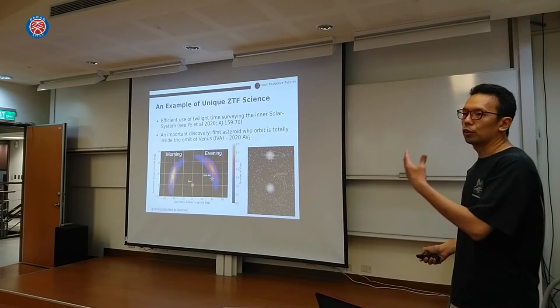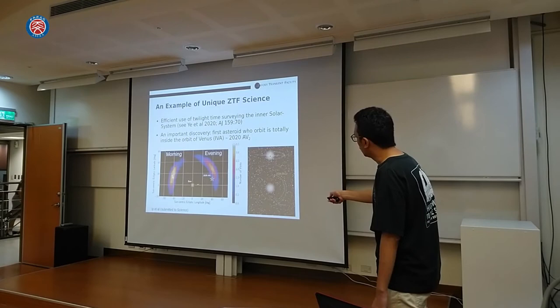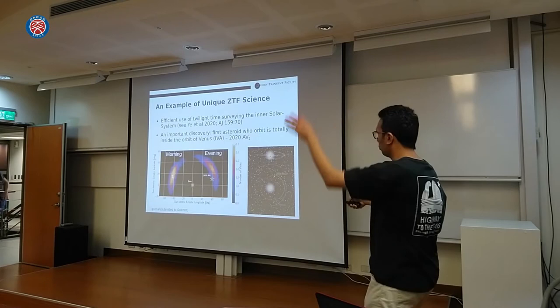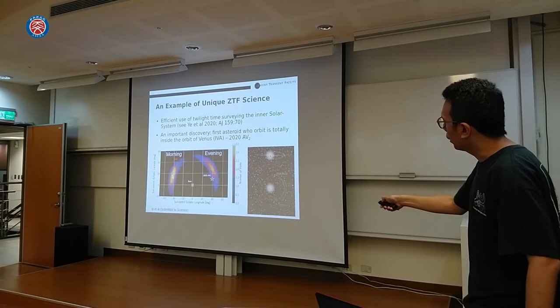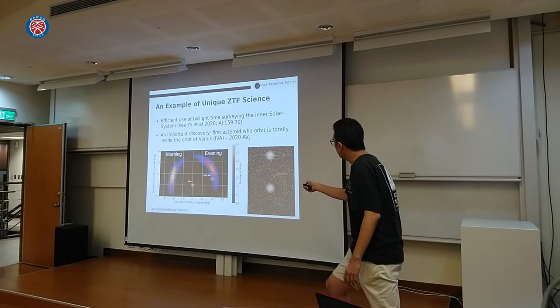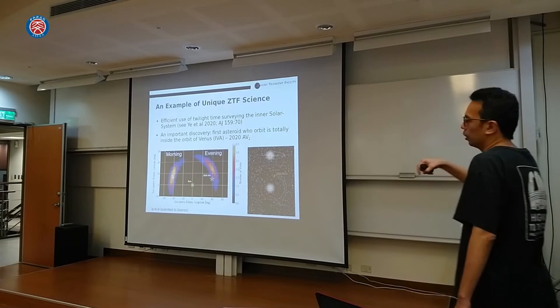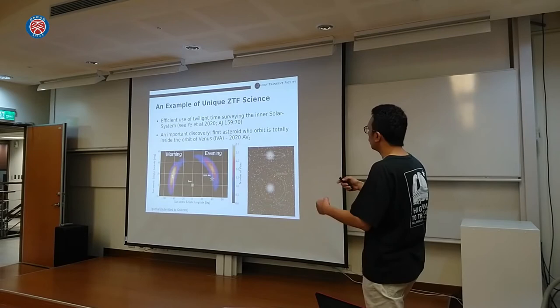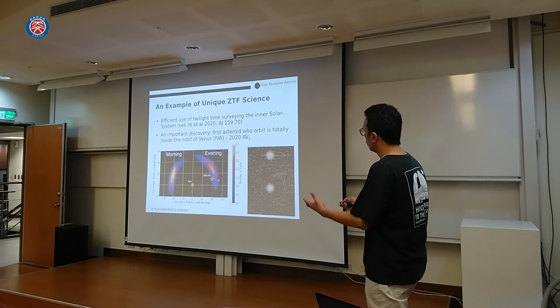So when the sun is setting, because of the wide field, they start to look maybe 20 degrees to 40 degrees around the sun. This is the morning sky, this is the evening sky that they survey. And then they discovered this object this year. This is the first asteroid whose orbit is totally inside Venus. It's called an IVA, inter-Venus asteroid, the first one discovered from this survey.